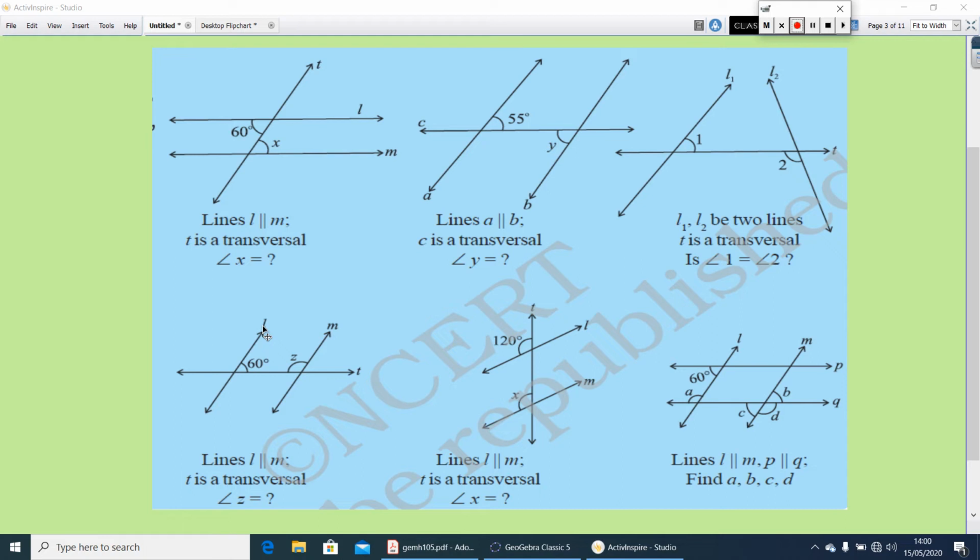Here are two lines L and M, and you have to find the value of Z. T is the transversal. You know these two angles are on the same side of the transversal. If you add these two, you will get 180 degrees. One angle, 60, is given. Then think about the other angle. Now here corresponding angles are given and the lines are parallel. Here only one angle is given. You can find out A, B, C and D. You try to find all these.